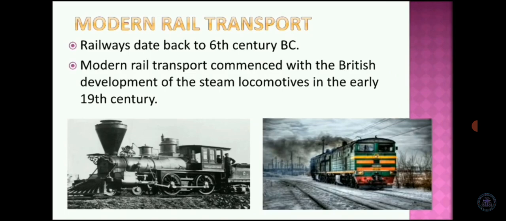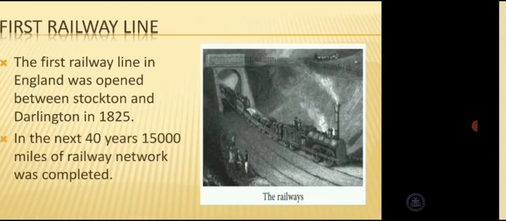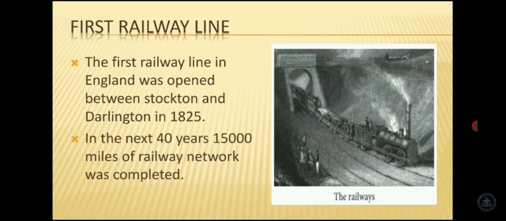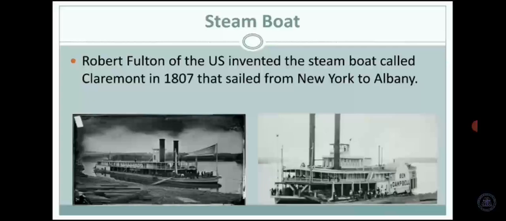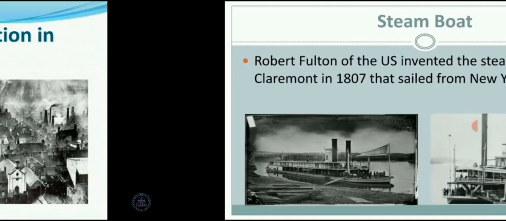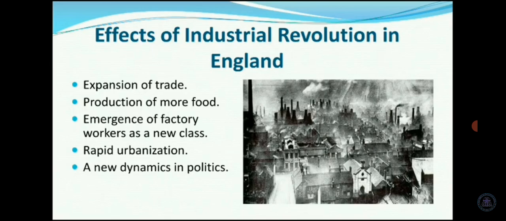modern rail transport system. The first railway line between Stockton and Darlington, 1825, and the steamboat. Now we see the effects of the Industrial Revolution in England.